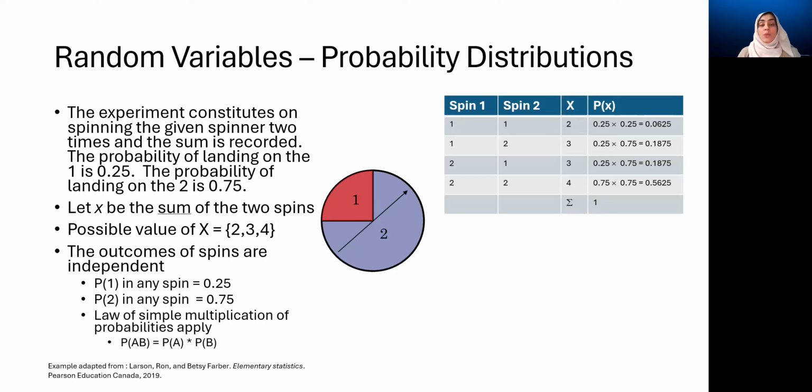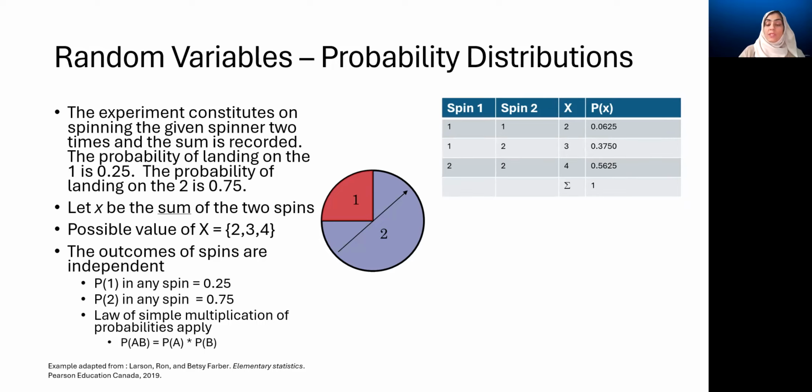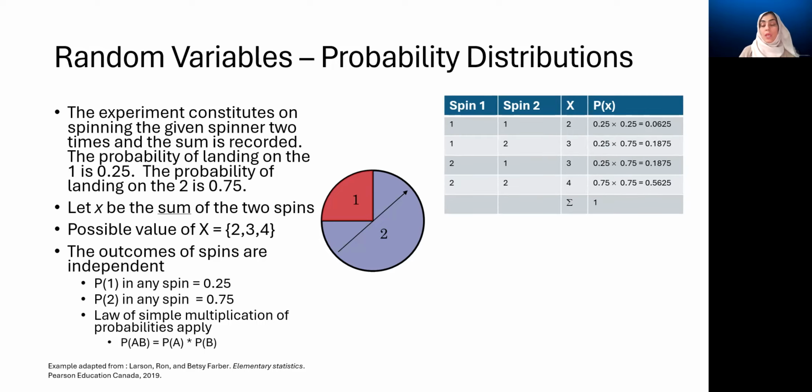The fourth case is when we have 2 on both of the spins. And since the probability of getting a 2 on each spin is 0.75, the probability of getting 2 on both of the spins is 0.75 times 0.75, which is 0.5625. And when we sum these, we get 1.